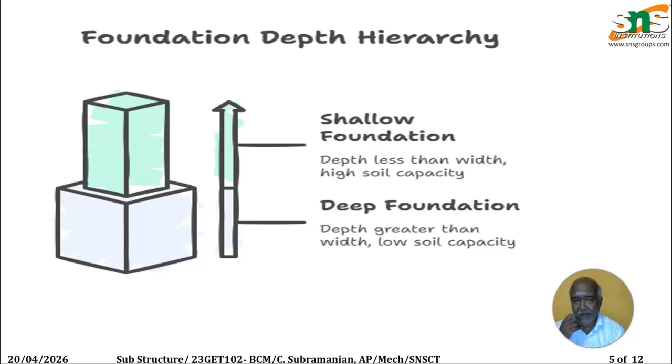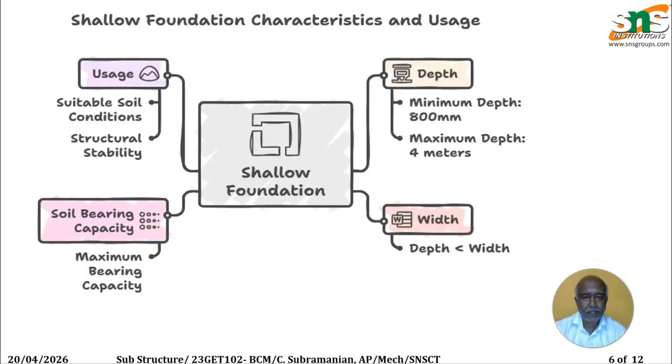So shallow foundation is used where there is less depth and a high soil capacity, whereas the deep foundation is a pile foundation or pier foundation, whose depth will be greater than the width, and which is used where there is a low soil capacity. In shallow foundations mainly the depth will be less than the width itself. The width of the footing will be higher than the depth itself.